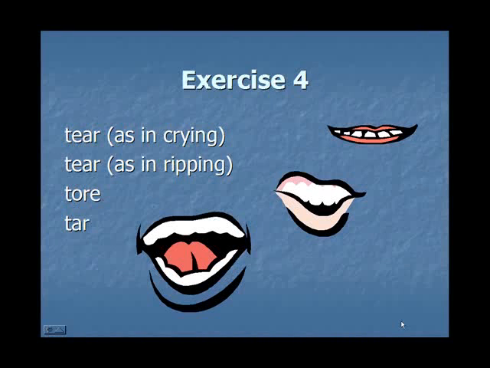Exercise 4. In this group of words, I want you to concentrate on how your mouth opens for the different vowel sounds. For example, this first word is tear. Your mouth is open just a little. As we go down the list and get to this final word, tar, your mouth should be open much more. Listen and repeat after me. Tear, tear, tour, tar.